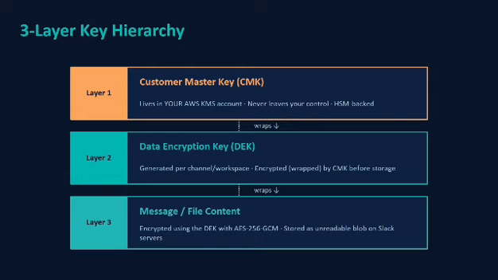And the second layer, the data encryption key. This key is used for actually encrypting the data. A new DEK can be generated for each workspace or set of data. It is encrypted using the customer master key. And the third layer is message or file data.